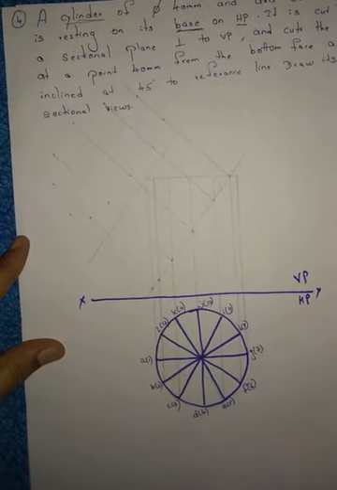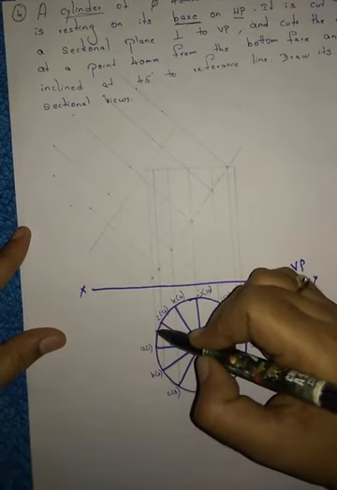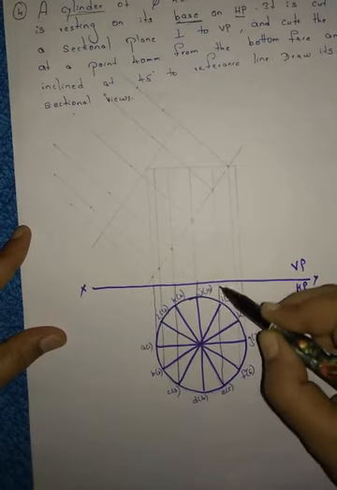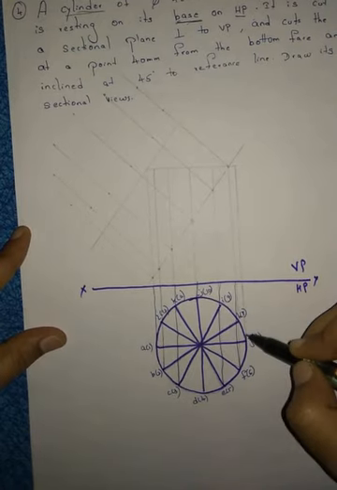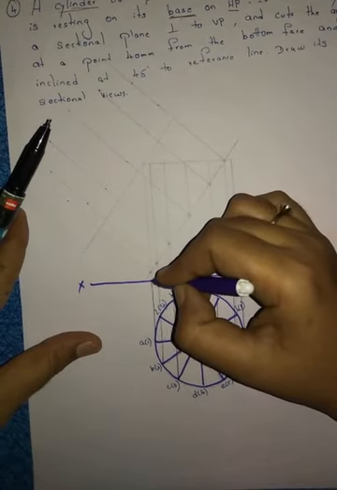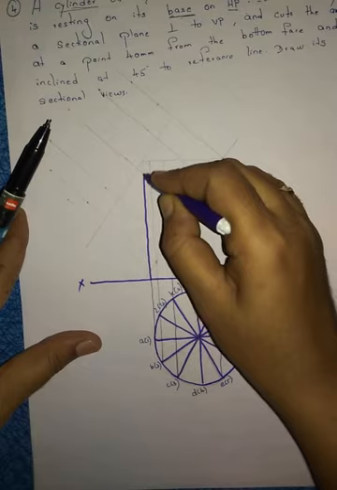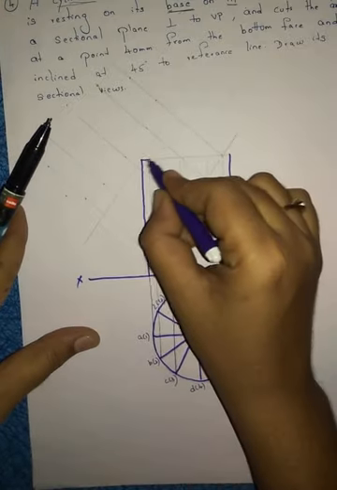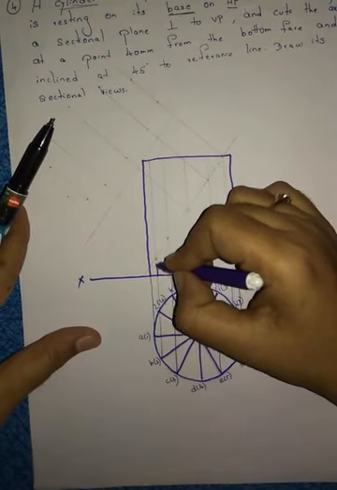Right? After that, from 1 project the line, from 2 and 12 project the line, from 3 and 11 project the line, from 4 and 10, from 5 and 9, from 6 and 8, from 7 project the lines, right? Now how much is the axis height here? 60 mm. Axis height is here 60 mm. Construct the prism here.